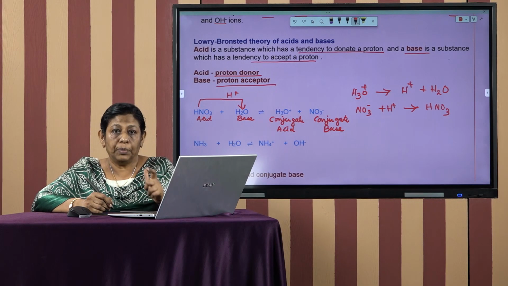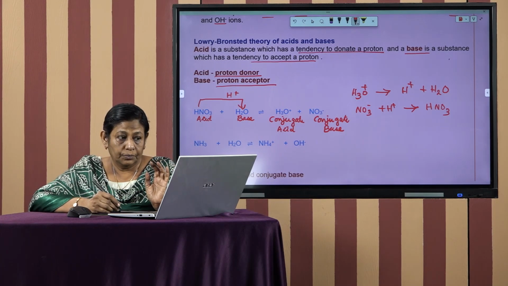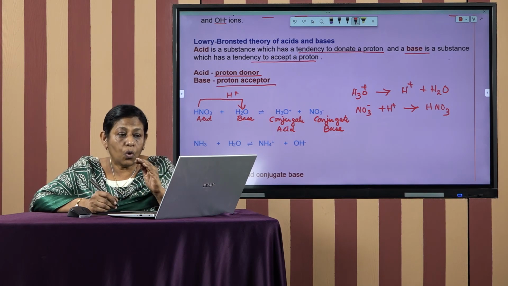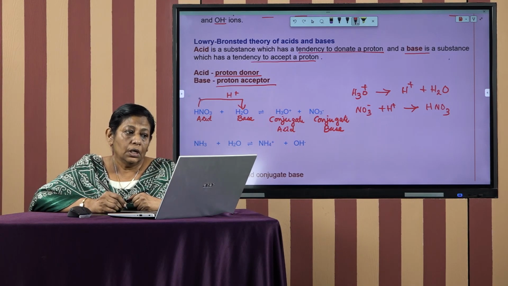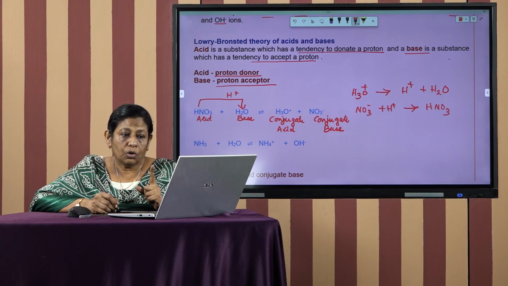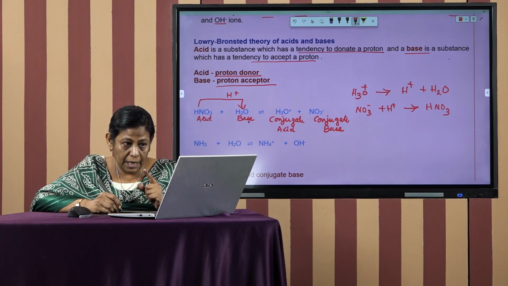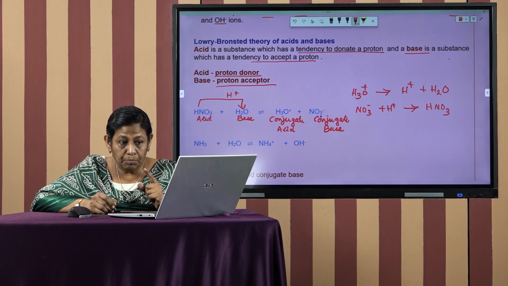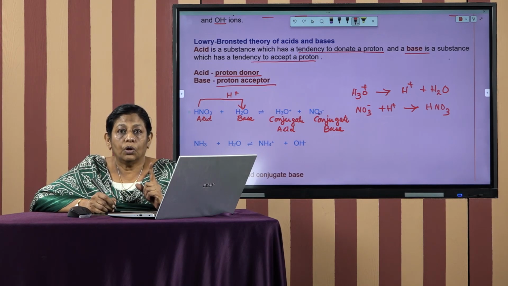And this is a conjugate base formed from nitric acid by donating a proton to water. Okay. So, this is called a conjugate base. Now, what is the difference between a conjugate acid and a conjugate base? Just note that they differ by a proton. Take water and its conjugate acid, they differ by a proton, H plus. You take nitric acid and its conjugate base NO3 minus, they differ by a proton H plus.